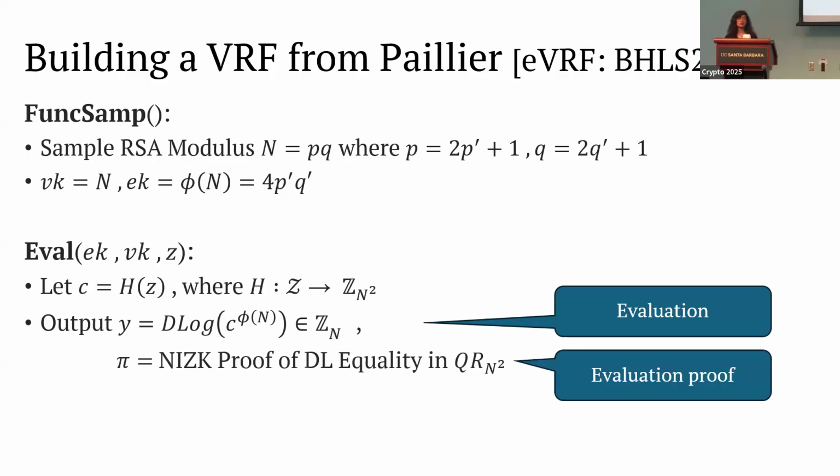For the evaluation proof for verifiability, we simply use a NIZK proof of discrete log equality. It turns out that because of the additive homomorphism of Paillier, we can actually use simple sigma protocols in the group of quadratic residues mod n squared. Essentially, we just reduce the hash space to quadratic residues mod n squared, and we can use sigma protocols. For the rest of the talk, I will not be focusing on the evaluation proof, and you can find more details in the paper.